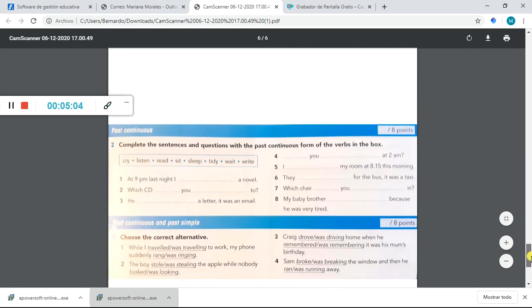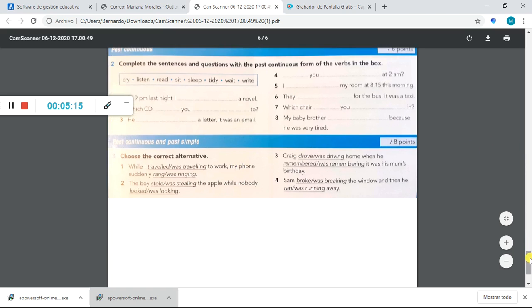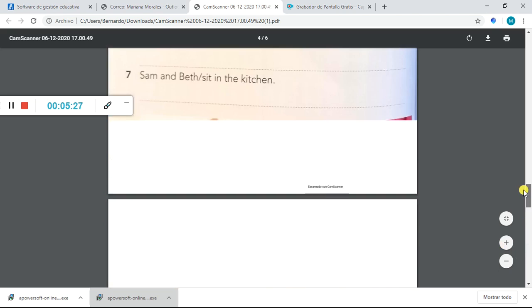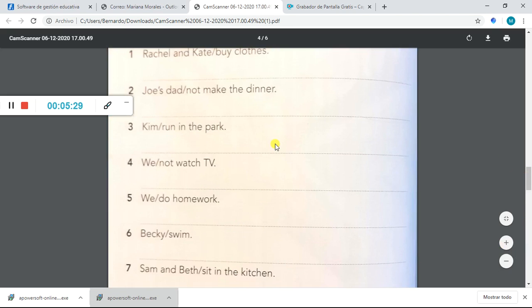And here we have all activities with past continuous to practice, to describe what the people were doing. And here we have the option of past continuous or simple past, which is underlined, and you have to choose the correct answer. So you have 1 week to do it, to ask me the questions, and then I will give you the answers to continue studying.